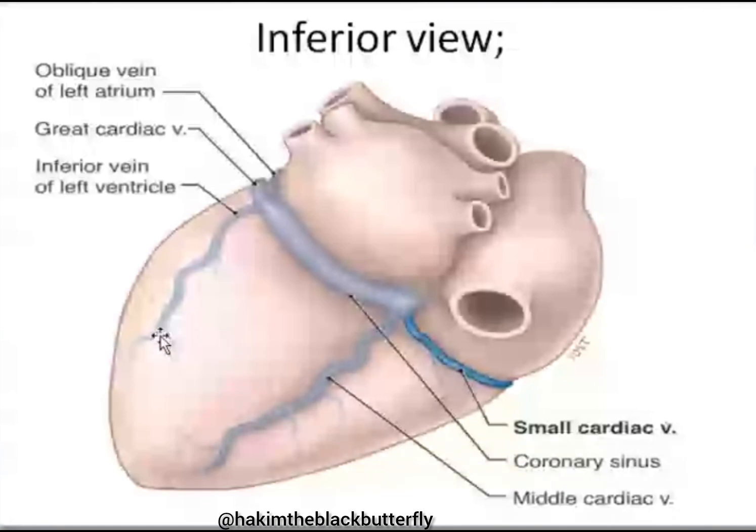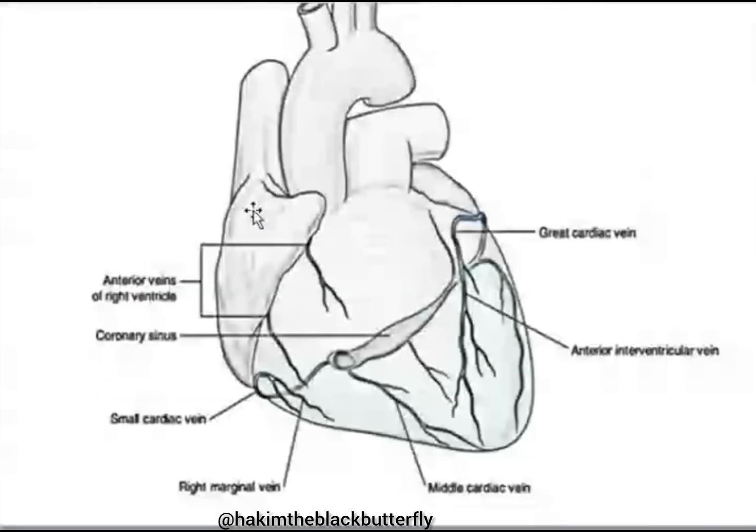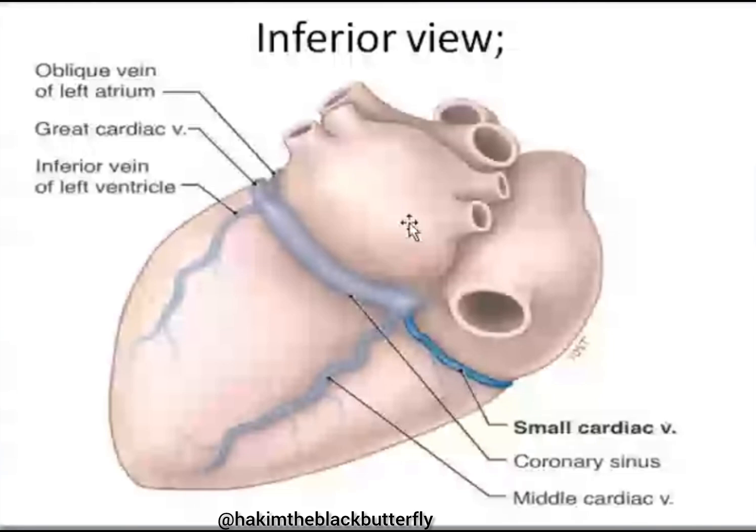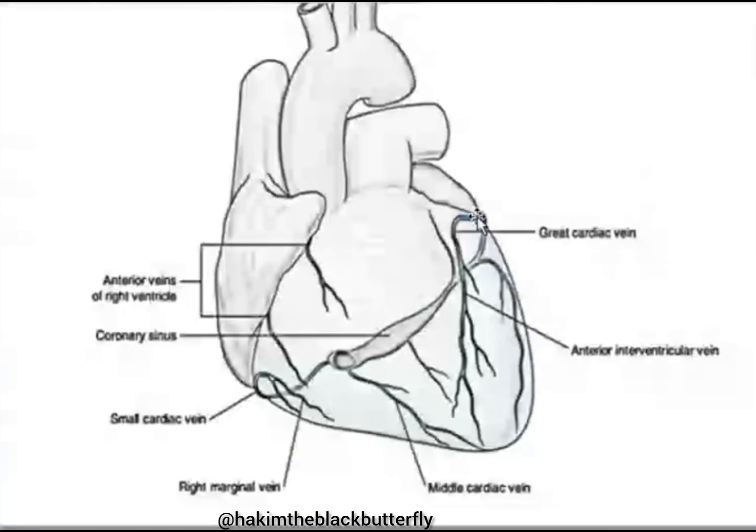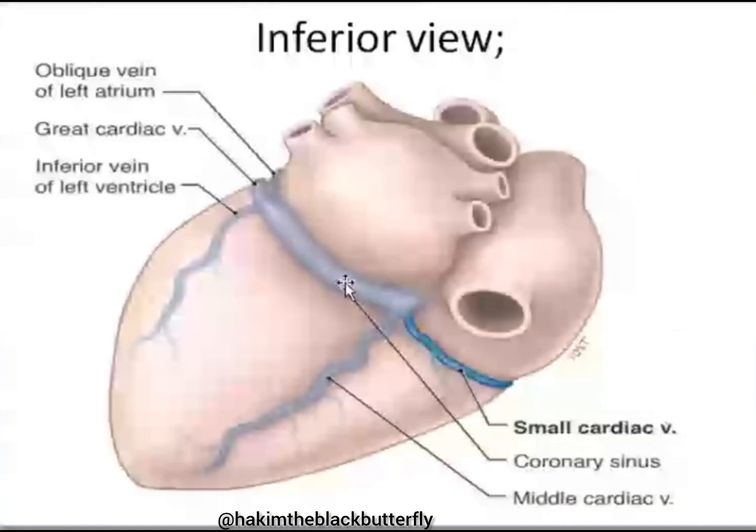Here it is receiving the inferior vein of the left ventricle, which we saw here. Inferior vein of the left ventricle, this one. It is also receiving these other veins, which are branches of the great cardiac vein. This is the great cardiac vein, which we saw here. Great cardiac vein, this one. And it is also all bringing this blood and pouring it into the right atrium.